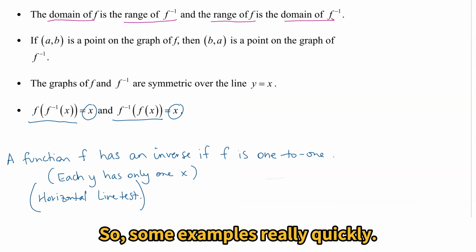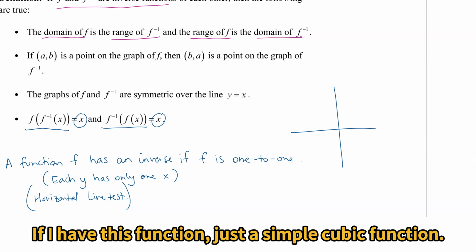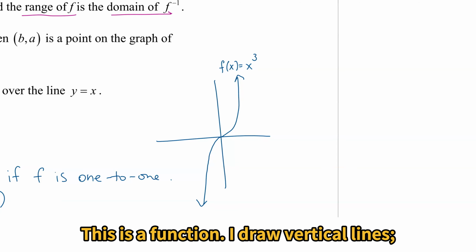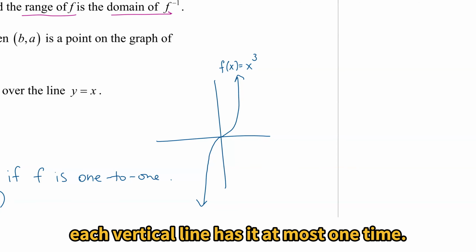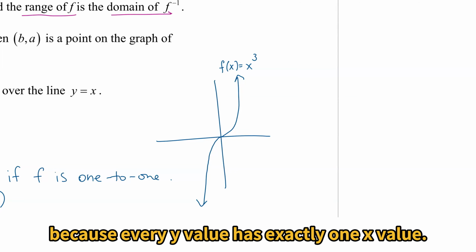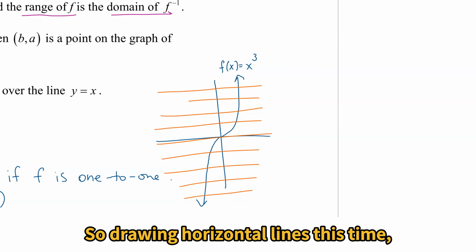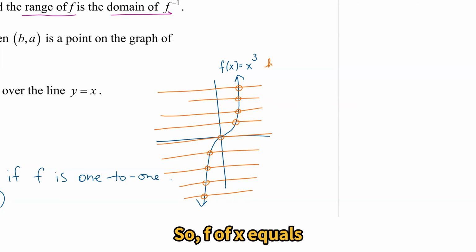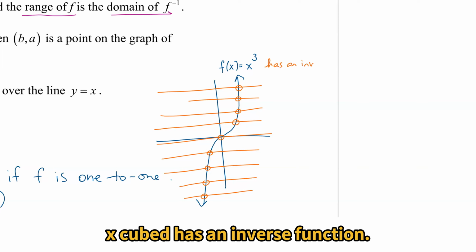So some examples really quickly. If I have the function, just a simple cubic function, so f of x equals x cubed. This is a function. I draw vertical lines, I hit that graph in only one place. Each vertical line hits it at most one time. This graph is also one-to-one because every y value has exactly one x value. So drawing horizontal lines this time, horizontal lines hit the graph in at most one place. So f of x equals x cubed has an inverse function.